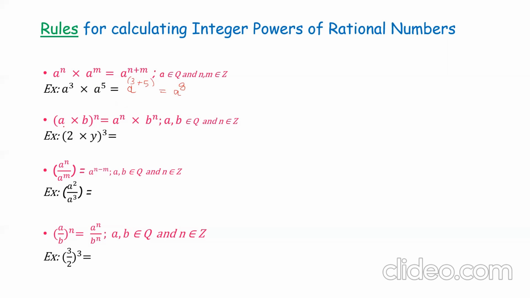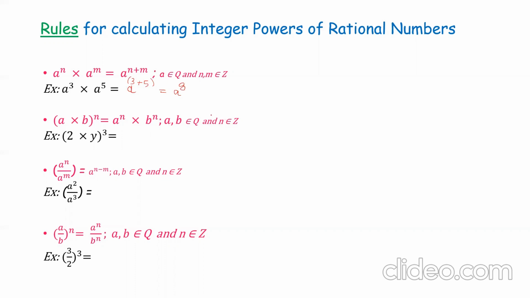So here we have a product of a and b, which is a multiplied by b. This product is raised to the power of n. In order to calculate the result, we take a and raise it to the power of n, and we multiply this result by b to the power of n, also assuming that a and b are rational numbers and n is an integer.